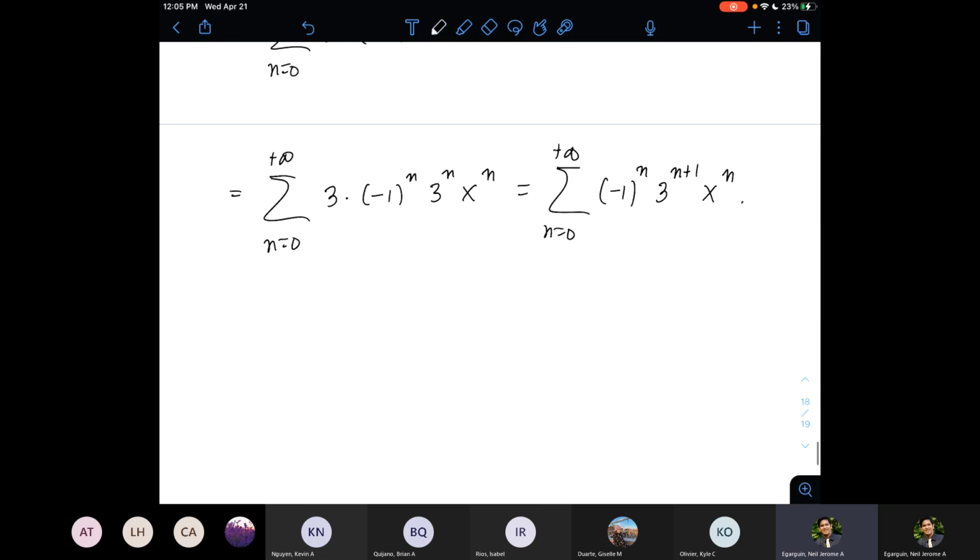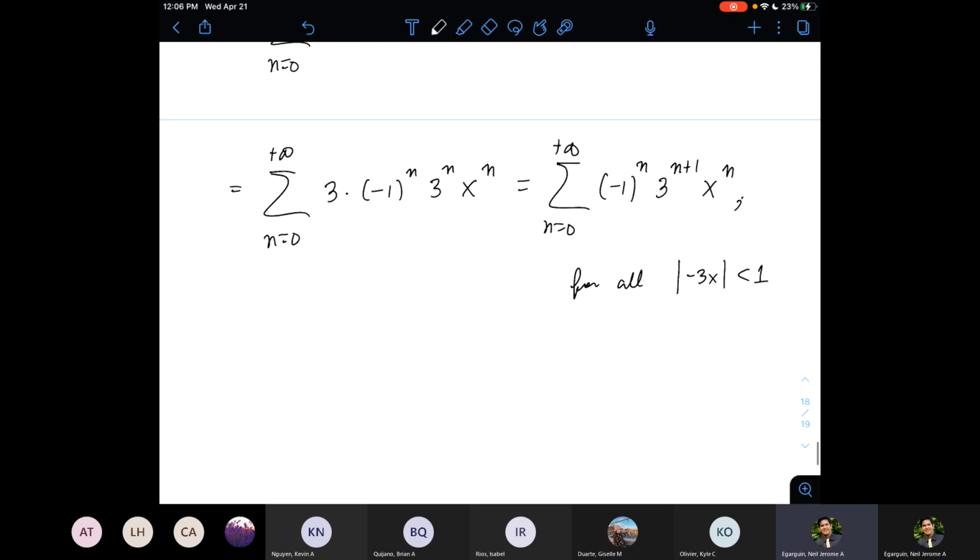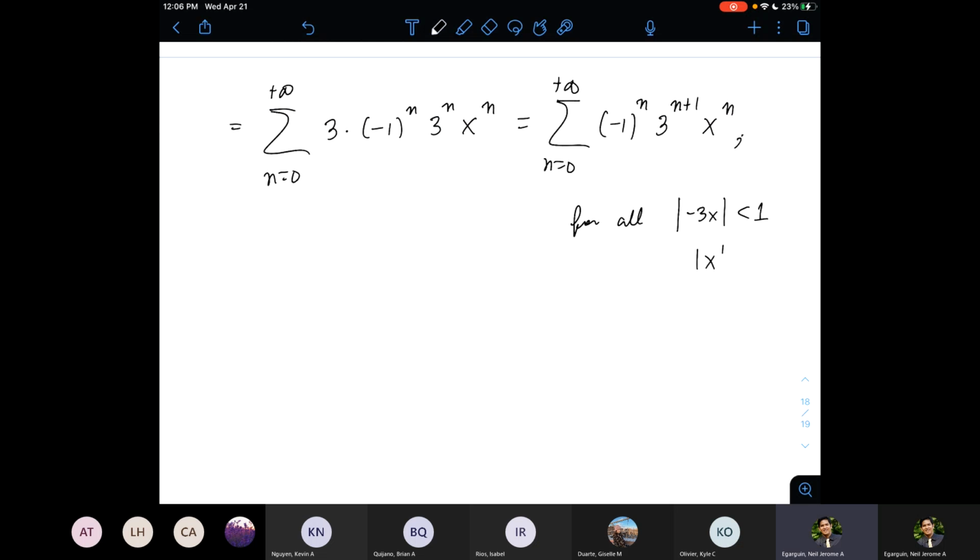And this is true for all x's such that the magnitude of r, but remember our r is negative 3x, is less than 1, right? Or basically the absolute value of x is less than 1/3. So as long as your x has magnitude less than 1/3, then you can use this series expansion. All right.